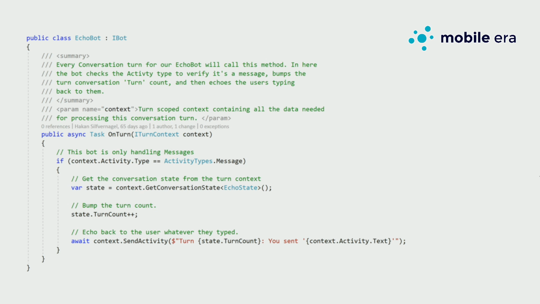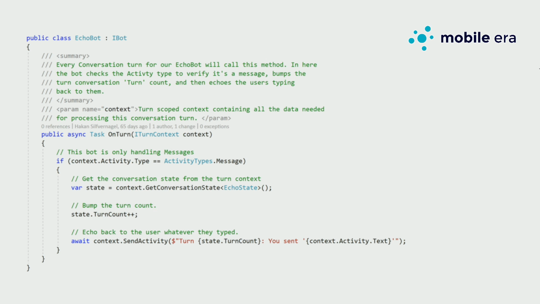So from this context object, we can decide what type of activity it is. In our scenario, we are only using messages, but there are also other types of activities that could be used. We can also get the state from the context object. On this state, we can have custom objects, like for example, here we have something called turn count. The turn count is just a counter that counts how many times this conversation has gone back and forth between the chatbot and the client.